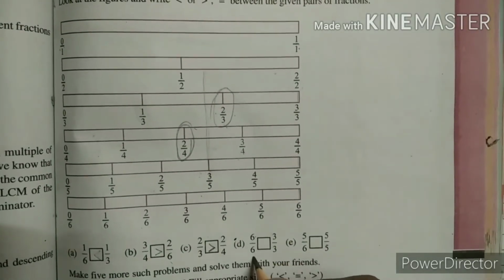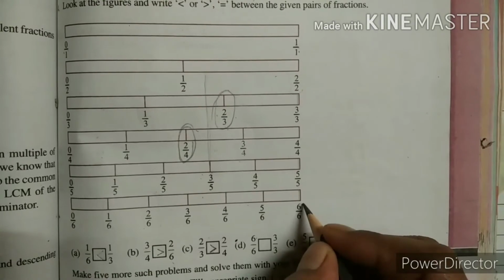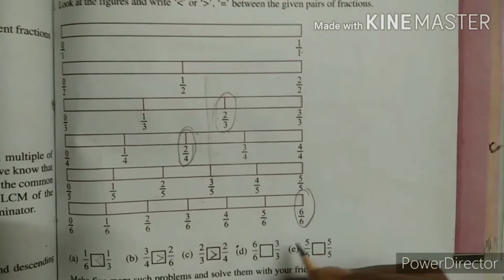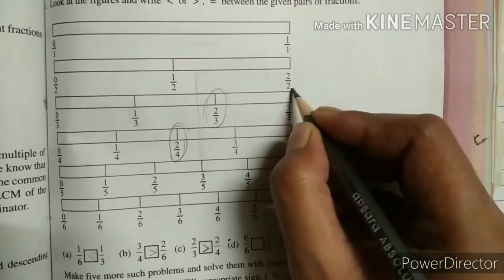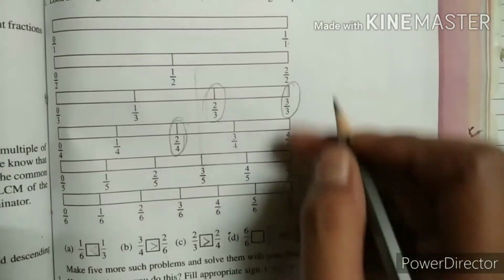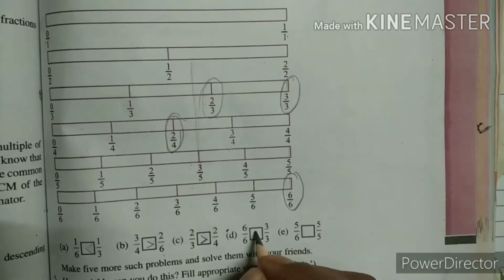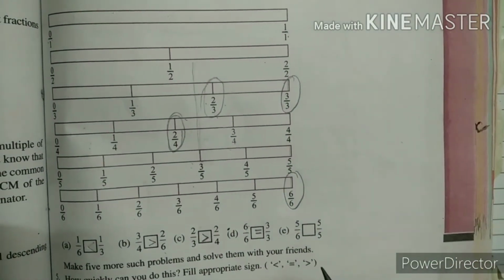Now 6 by 6. Where is 6 by 6? Here is 6 by 6. And 3 by 3. Where is 3 by 3? Both are on the same line. That means they are equal.